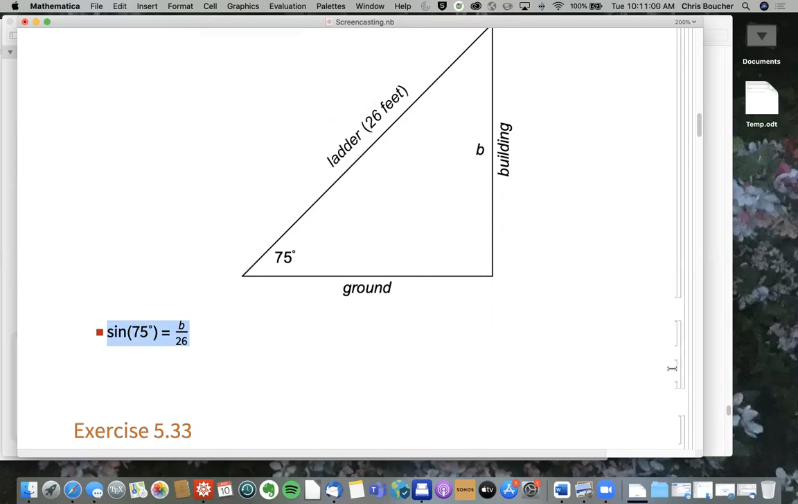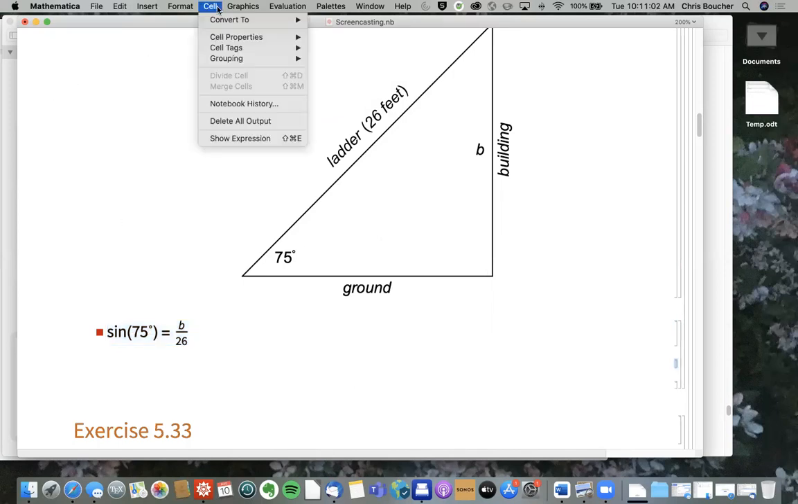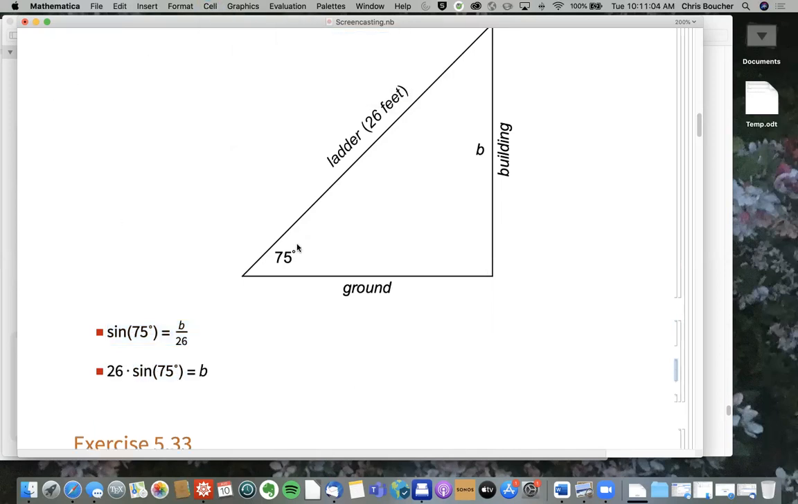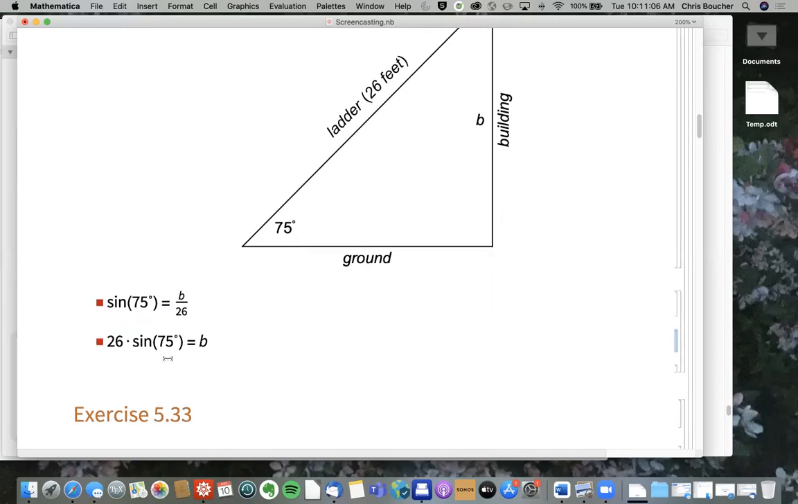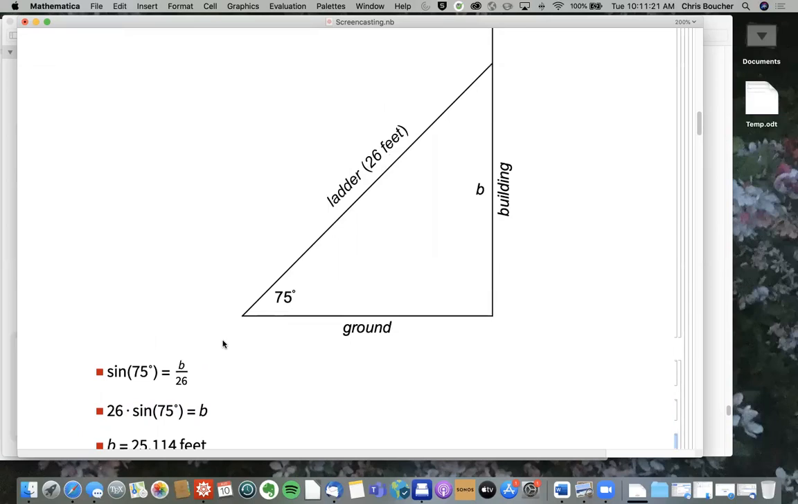So if I multiply both sides by 26, I get that, right? This is similar algebra to up above. Sine of 75 degrees is just a number, so I divide both sides by sine of 75 degrees, and I use my calculator, and I get 25.1. And that looks reasonable for B.